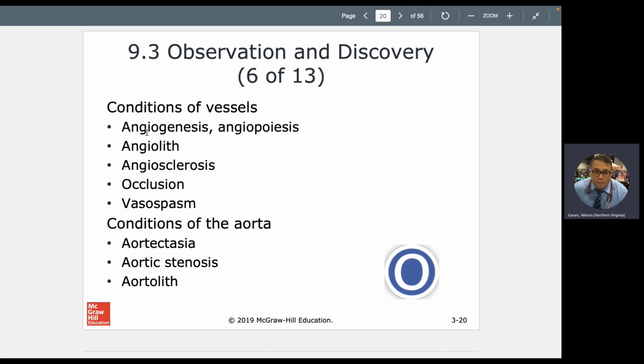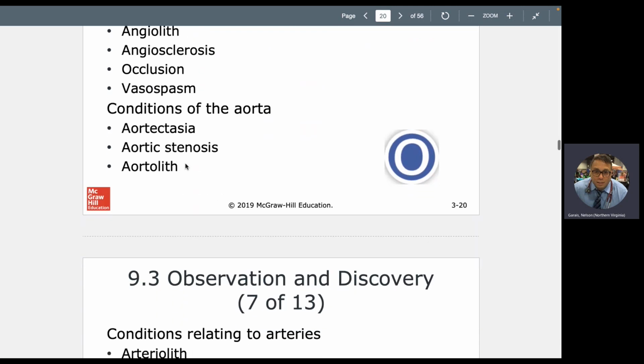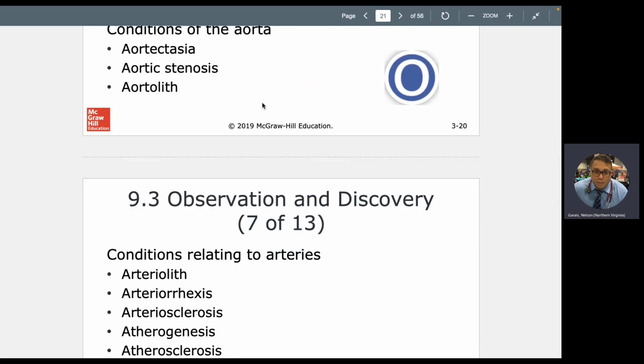Angiogenesis, creation of what? Blood vessels. Angiopoiesis, creation or formation of blood vessels. Angiolith, I have a stone in my blood vessels. Angiosclerosis, I have hardening of my blood vessels. Occlusion means I'm totally cutting off that blood vessel. That means there's absolutely no blood, no oxygen going downstream. Aortic stenosis, aortic ectasia, aortolith. Again, aorta, largest artery in your body, and it's connected directly into the left ventricle of your heart.